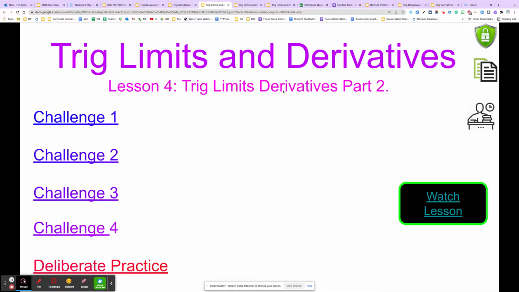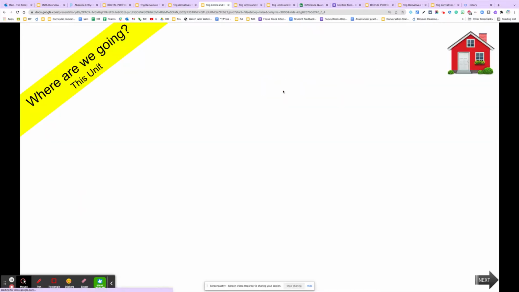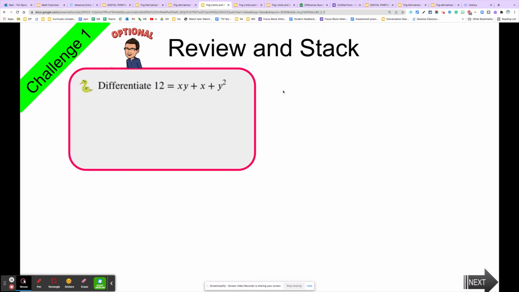Okay, Trig fans, we are back with lesson 4, which is trig derivatives part 2. Today we're going to refresh and reconnect you with implicit differentiation and look at how that applies to trig derivatives. So here we go. The first thing you'd want to do is refresh our memory of implicit differentiation. If you need help with implicit differentiation, great, this is for you. And if you don't, you can skip through this first guy.